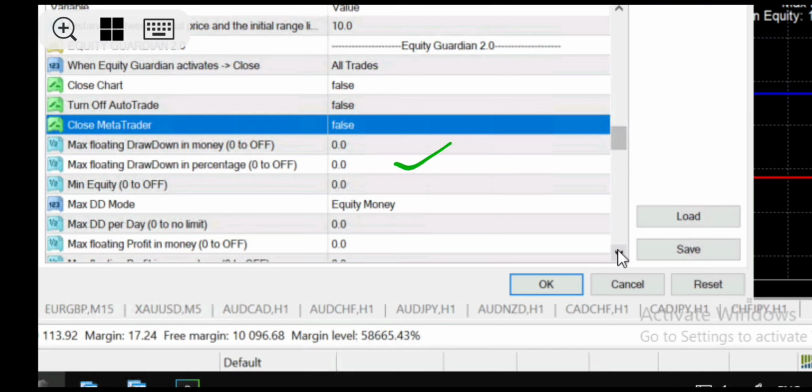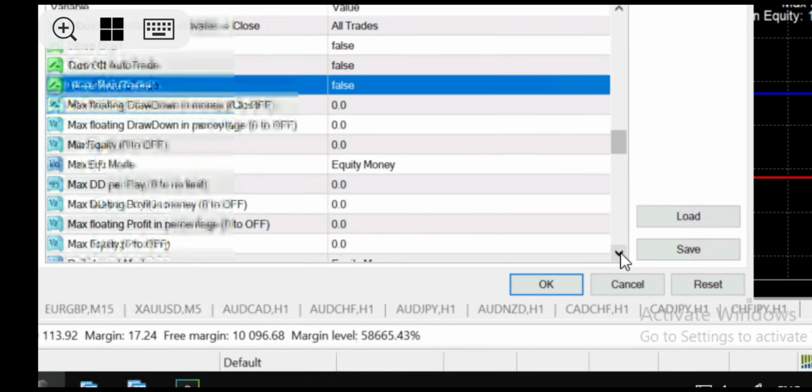Like, I don't want to keep calculating what the percentage is. So just put maybe 2%. So once the drawdown gets to 2%, it closes the trade. So that is how the equity guardian works.